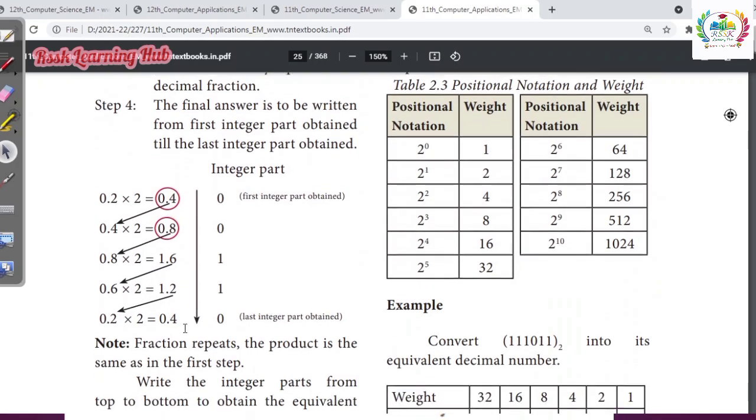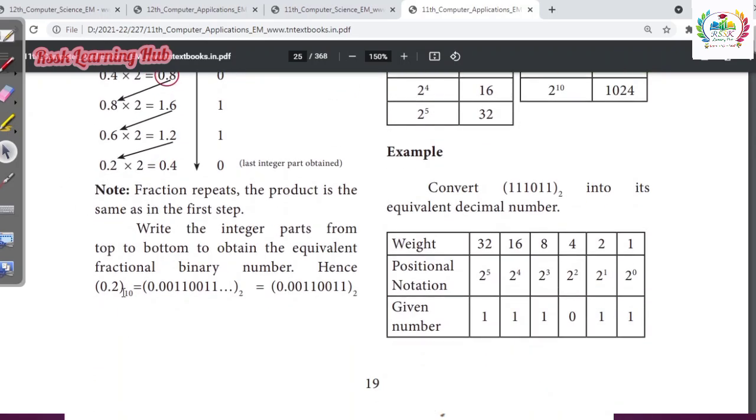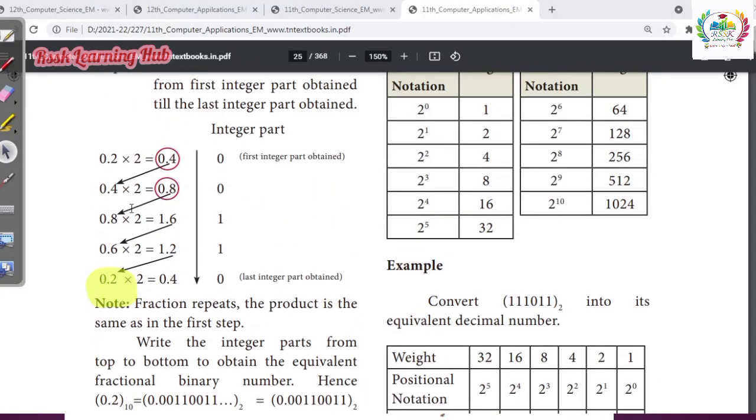Now see this example: 0.2 to the base 10. You are going to convert this to its binary equivalent. This is your decimal value, and you are going to take it and convert it. Okay, let us see how to convert that.